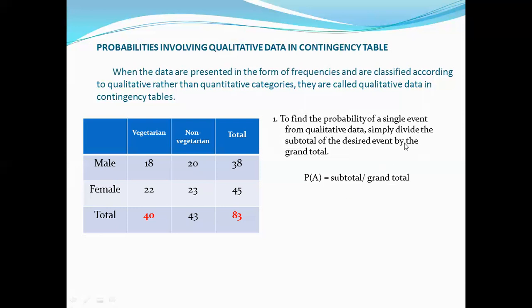Simply divide the subtotal of the desired event by the grand total. Example, the probability that a person is vegetarian. We just get the subtotal of vegetarian over the grand total. So as simple as that. Our answer will be 40/80. Again, we get the subtotal of vegetarian over the grand total.